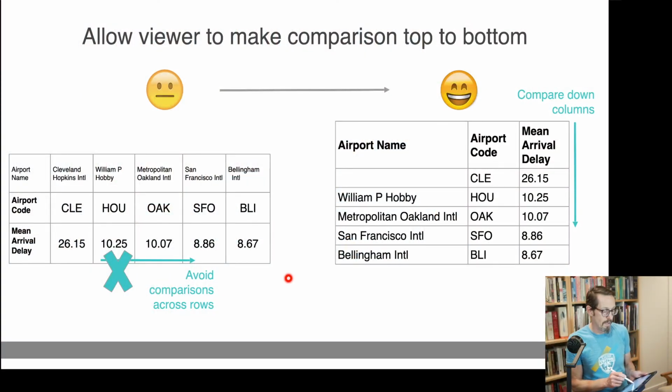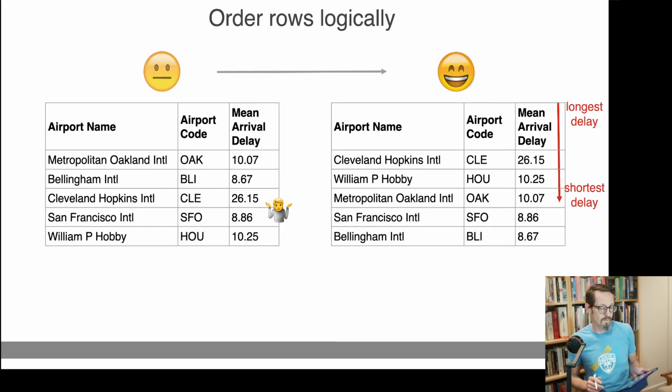Don't make people make comparisons across rows. It just doesn't work naturally. We are much more inclined, both conventionally and for reasons of the way our visual system works, to make comparisons going down than across. Okay? So if you're going to compare things, compare downs. Okay?